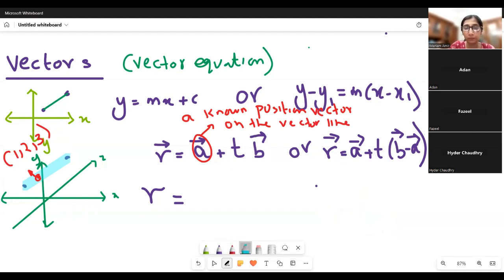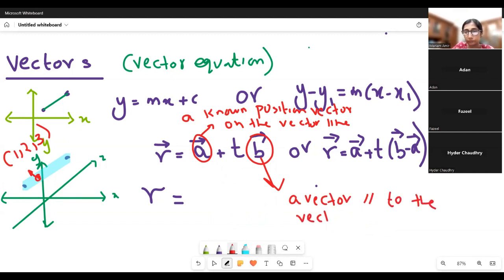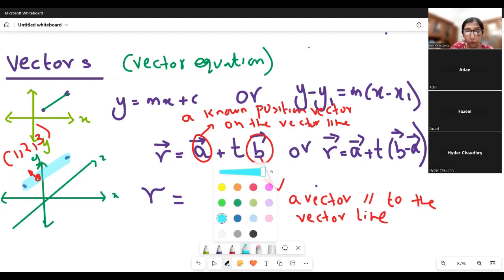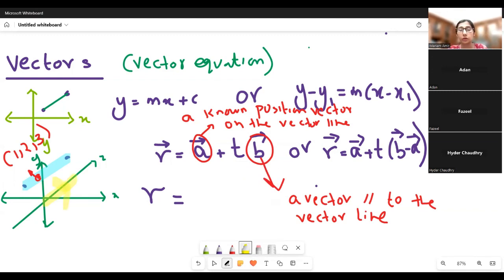Now, what is this B? This B is a vector parallel to the vector line. So, if you know another vector passing through here, which is parallel to the original vector, then you substitute that in place of B.